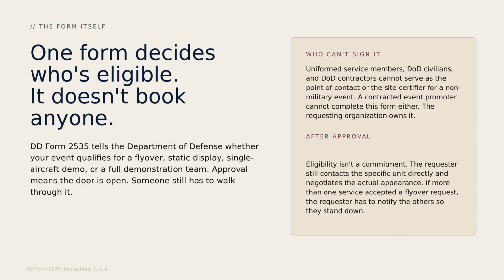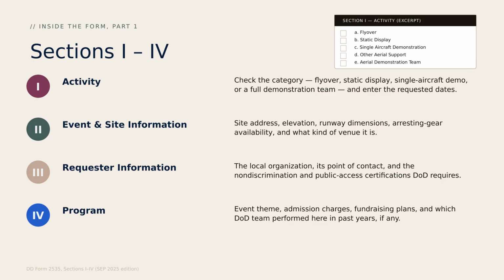Section 4 is the program section, your event's theme and objective, whether you're charging admissions, any fundraising tied to the event, and a history of which DoD teams, if any, have performed there before. None of these 4 sections carry hard deadlines on their own. The timeline pressure starts in the sections that follow.